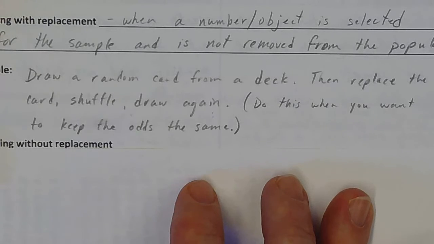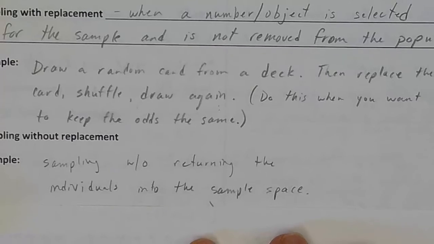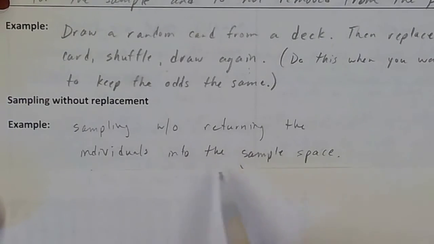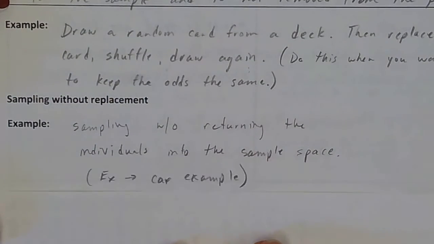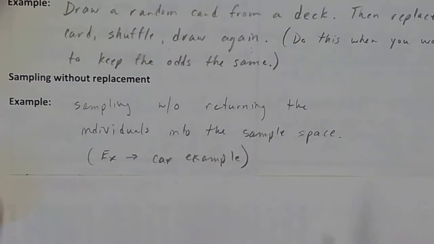We're also going to see the phrase sampling without replacement. So if I were to piggyback off that last example, it's sampling without returning the individuals into the sample space, or without putting the card back in the deck. I gave also another example, that car example. If you select car 15, we aren't going to select car 15 twice. So if that number comes back up, we skip it.